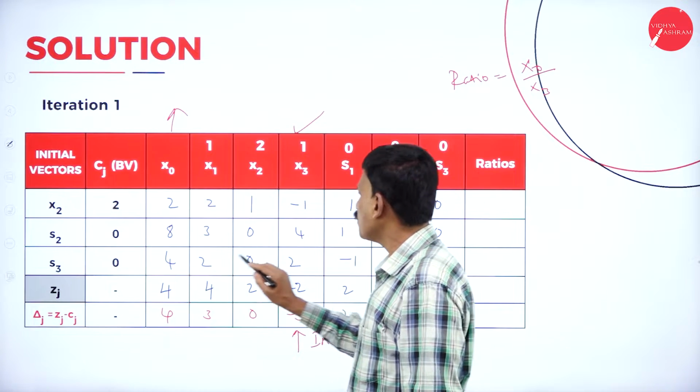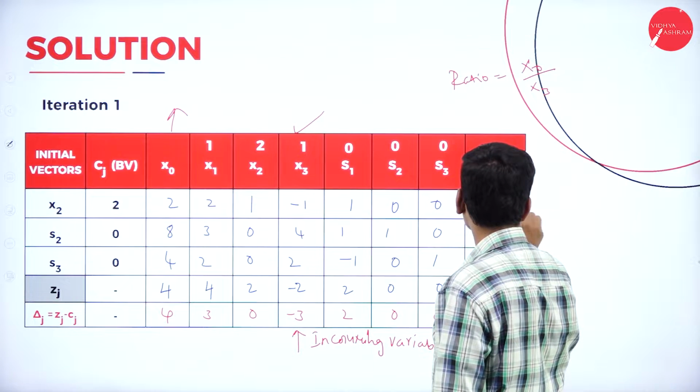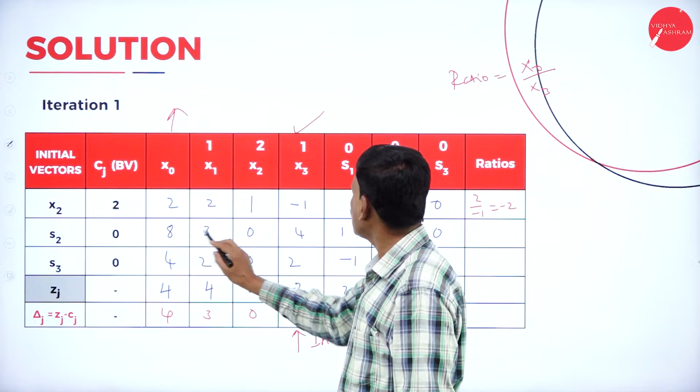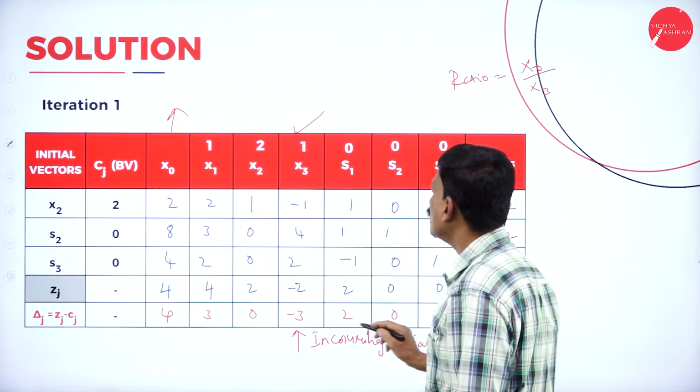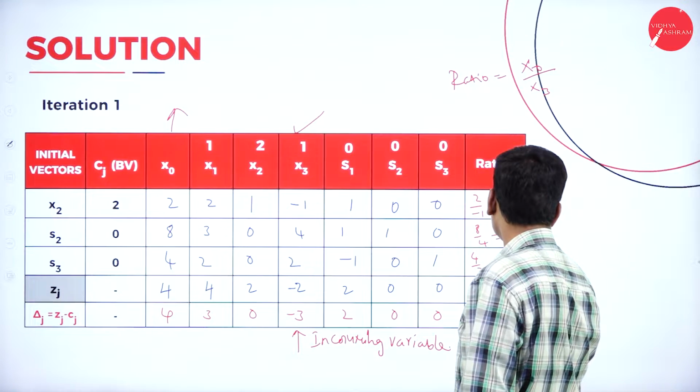These are the values of x0: 2, 8 and 4. So 2 divided by minus 1 is minus 2. Again, 8 divided by 4 is equal to 2. Again, 4 divided by 2 is equal to 2.